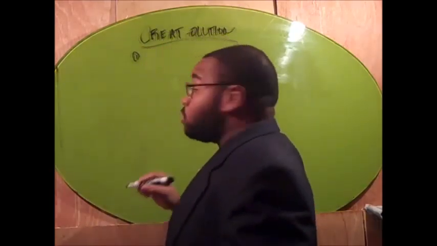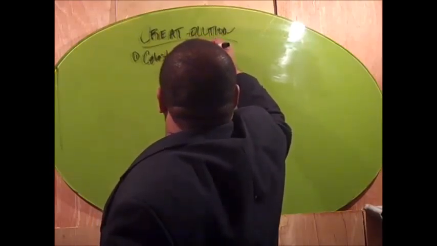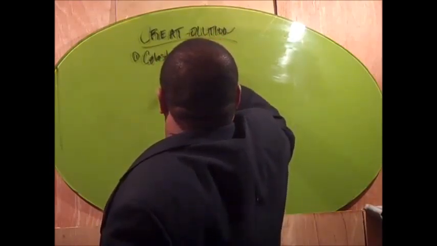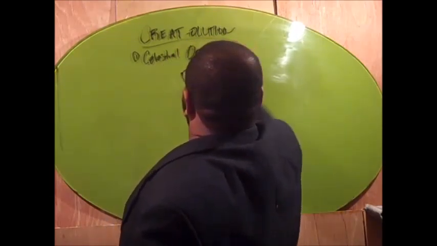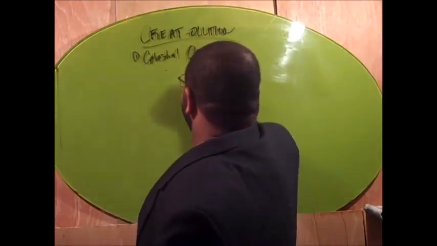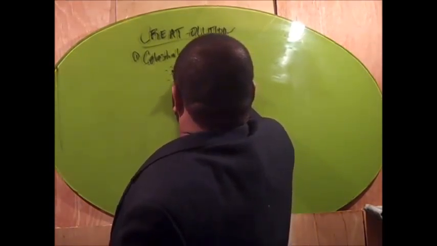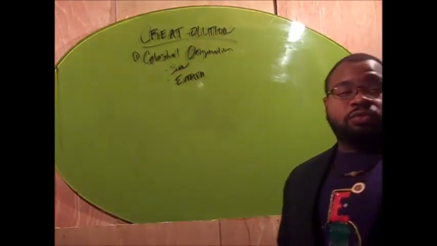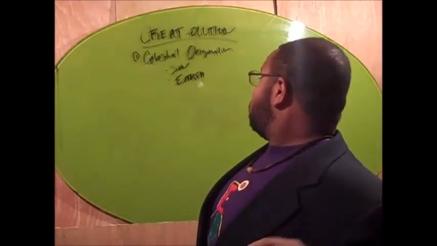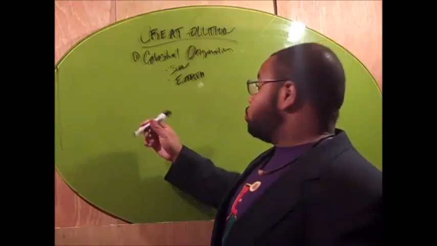One, our celestial origination, which is sun and earth. Celestial origination, sun and earth. Creat-olution.